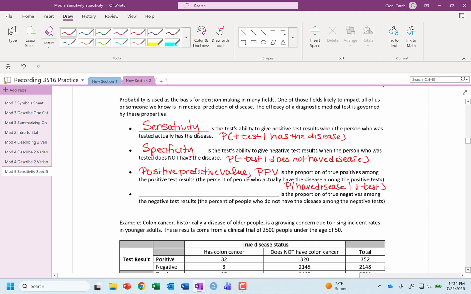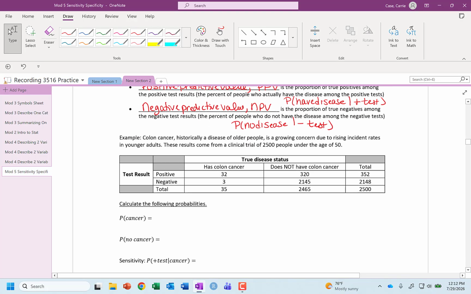And then we have the opposite of that, which is going to be a negative predictive value, which is NPV. And it's the proportion of true negatives among the negative test results, or the percent of people who do not have the disease given that they tested negative. So it is the probability of no disease given that they had negative test results.